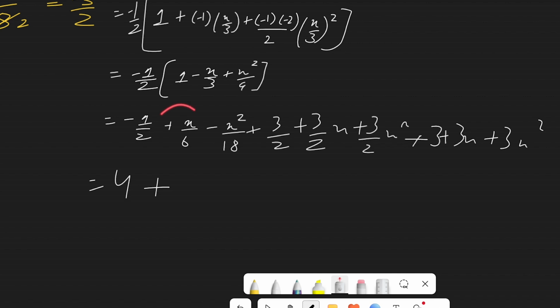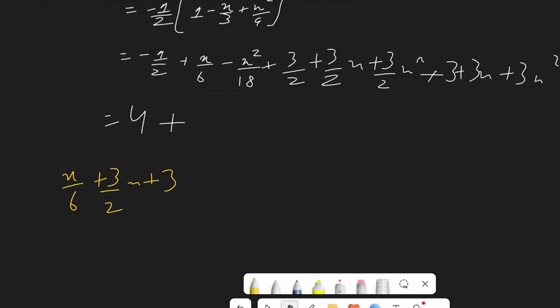Then now we do the x power 1 terms, x over 6, then we have 3 over 2, then we have 3x. Okay, now if we remove the x, because we are just dealing with common terms, we just need the plus over here. Okay, now I can take the LCM.